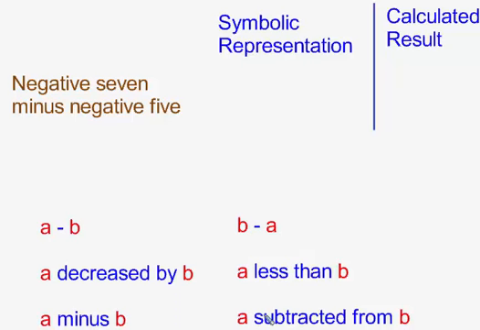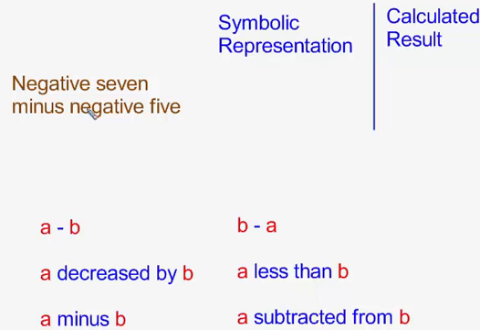Finally, we have A subtracted from B. So here you have to be careful. This representation over here could be read A subtract B, meaning you're subtracting B, but this statement is the reverse of that. It says A is being subtracted from B, meaning we have the number B and A is being subtracted from it. So it's the A that's being subtracted. So this can get confusing, so I want to do a few examples.